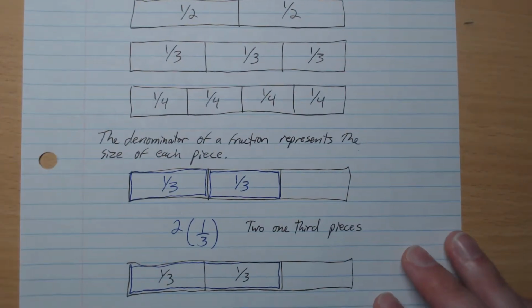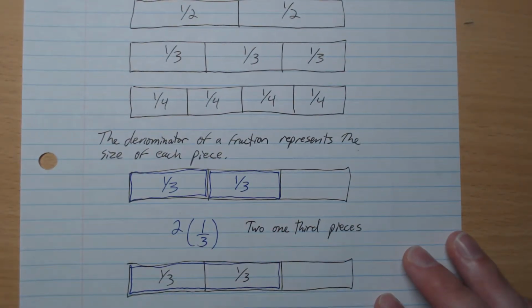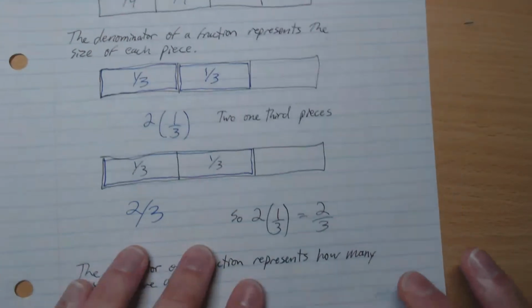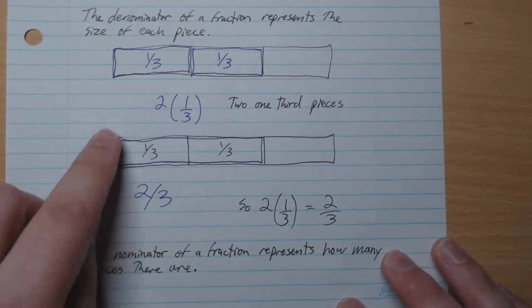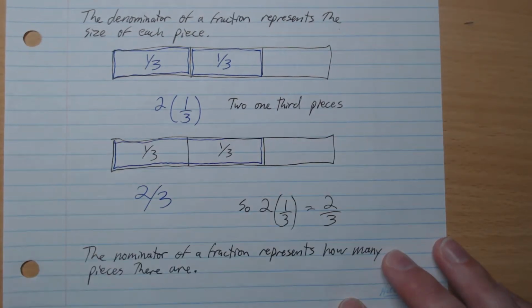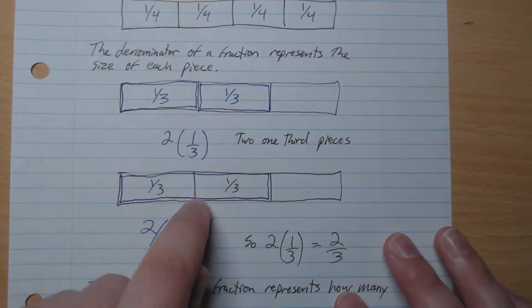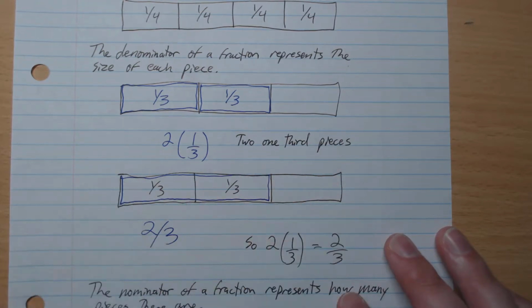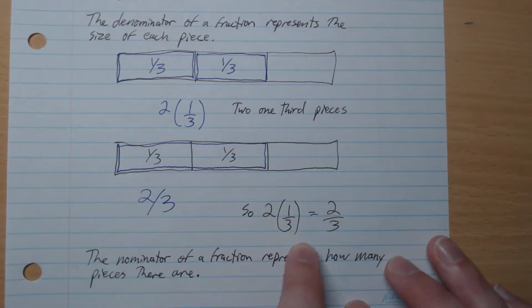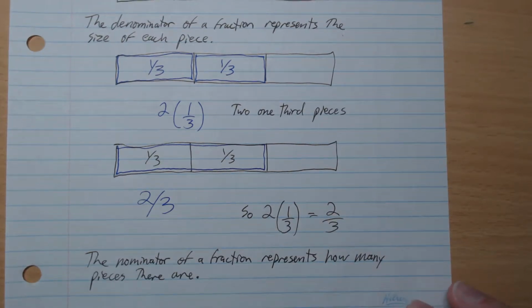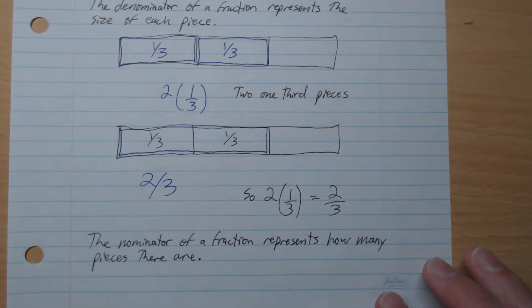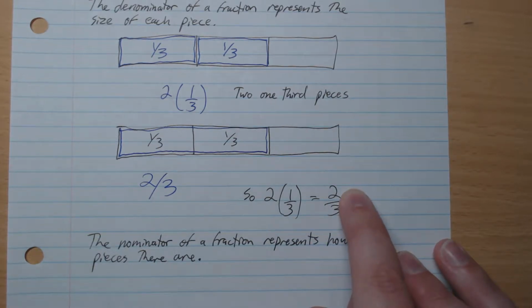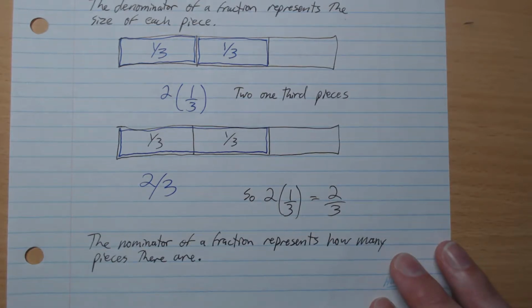So here, just as an example, we have 2 1/3 pieces. This is a third and this is a third. So 2 1/3 pieces is the same as saying we have 2/3 of 1, like that. You notice how it's the same size. So here, 2 1/3 pieces is 2/3. So the numerator, the top of the fraction, represents how many pieces there are. So here we have 2 1/3 pieces, like that.